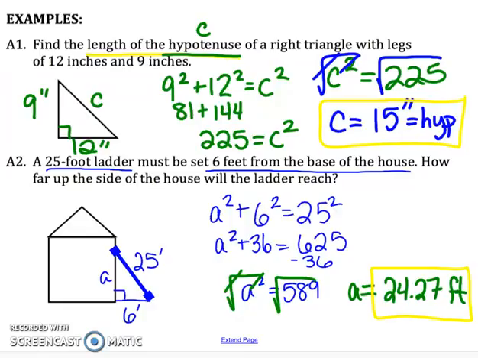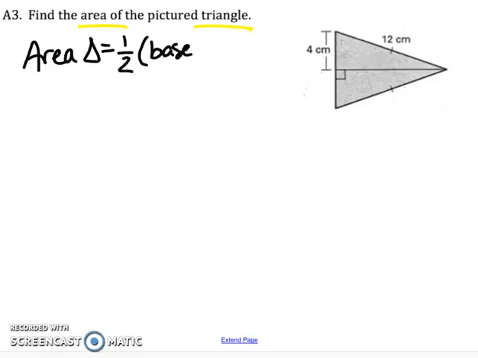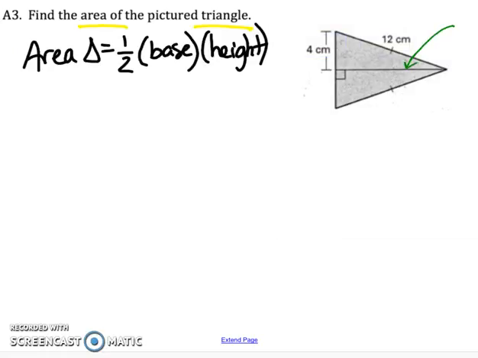Looking at problem number 3, it says find the area of the triangle. So I need to first write down what that formula is. The area of a triangle is 1/2 times base times height. Now, in this particular triangle, the height of my triangle is the altitude. So in this triangle, I can see that this altitude right here is going from the vertex to the base. That's my height.